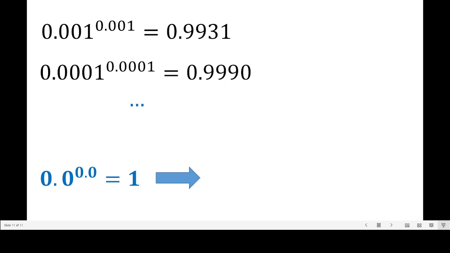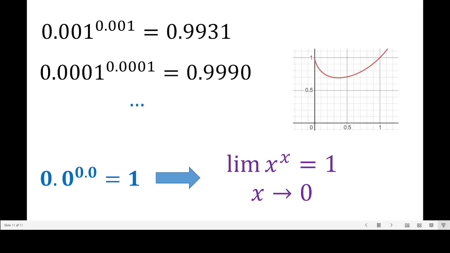And actually, if we have a function x to the power x, the limit of this function when x approaches 0 is equal to 1, as you can see in this curve. So if we start from 1, it is decreasing until this point, and then increasing to 1.